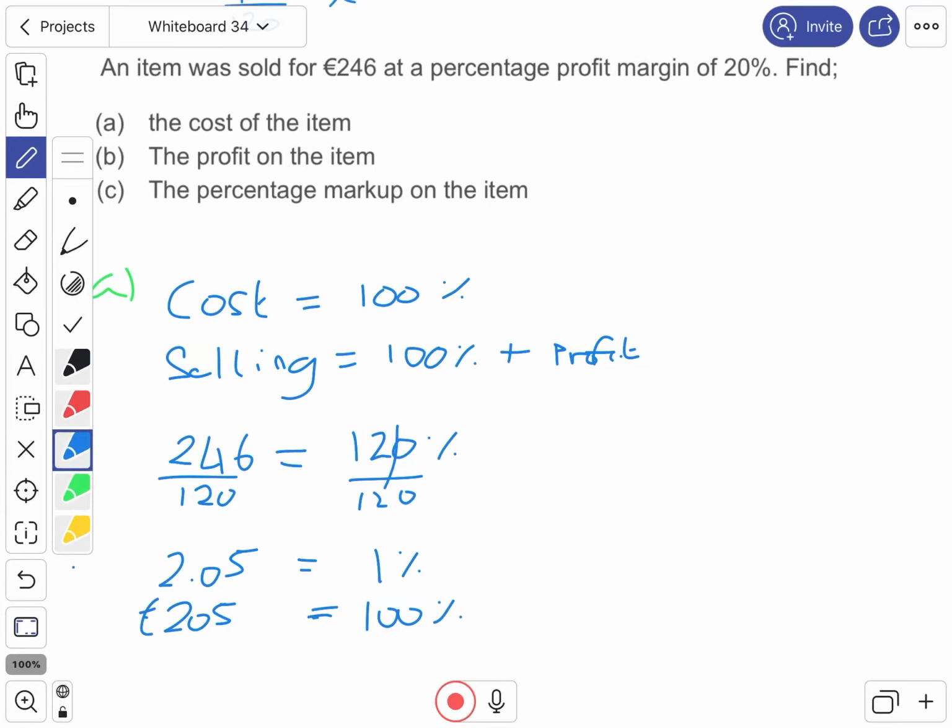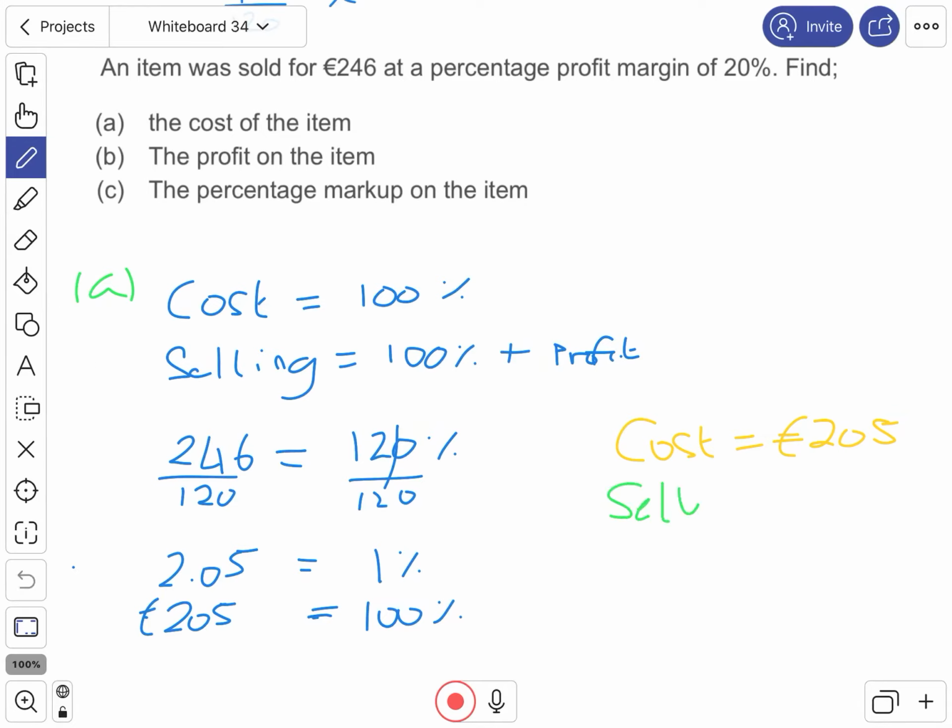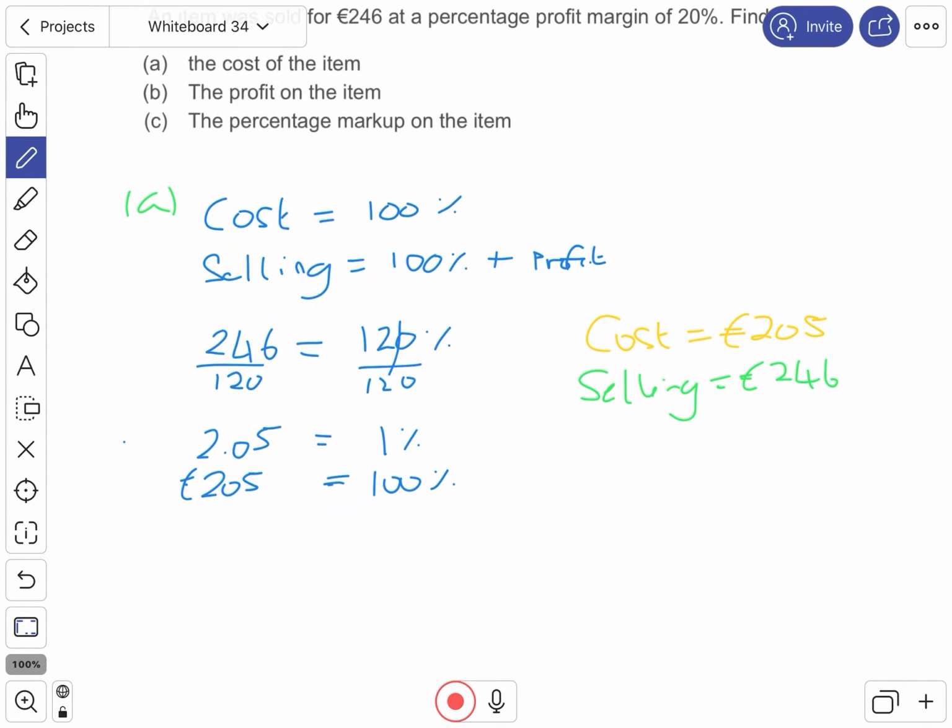Okay, so my 100% or my cost was €205. So I'm going to just write that in there, that this is my cost was 205. I also know my selling was 246. Okay, so next thing they're looking for then, part B of this.